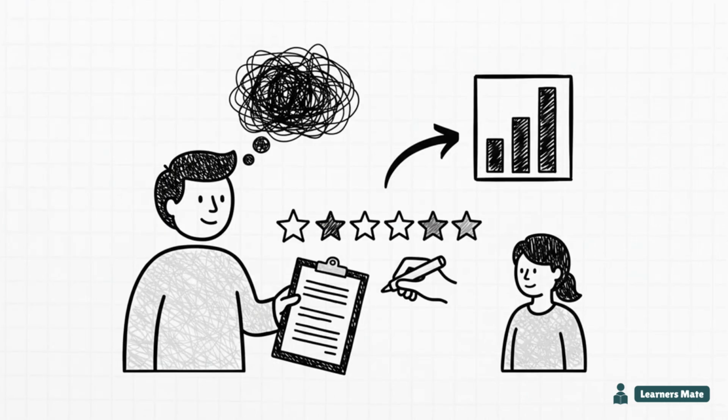And then, rating scales help give some structure to those observations. By using a scale, maybe a 1 to 5, a teacher can start to systematize their opinions about certain traits, which turns those qualitative judgments into data that's a bit more consistent and easier to track.